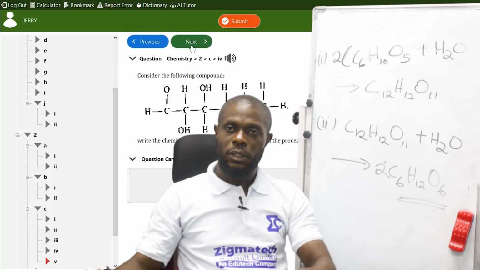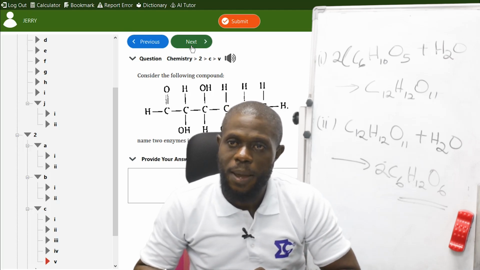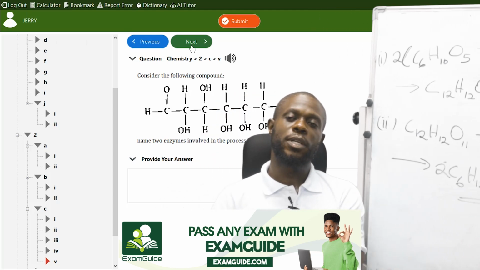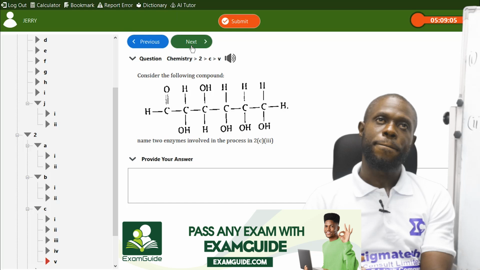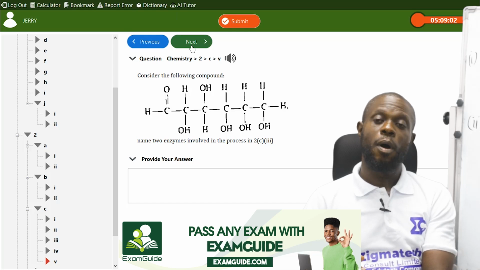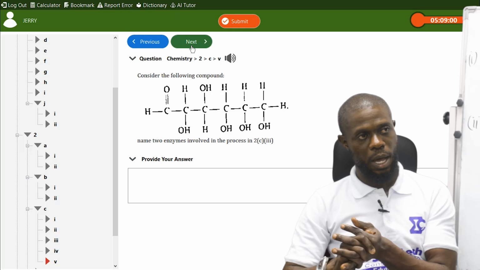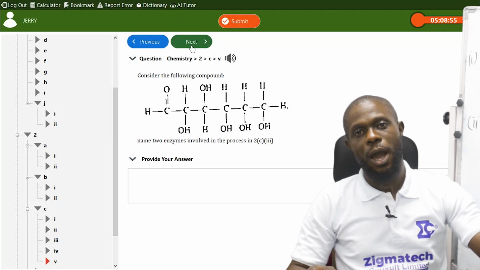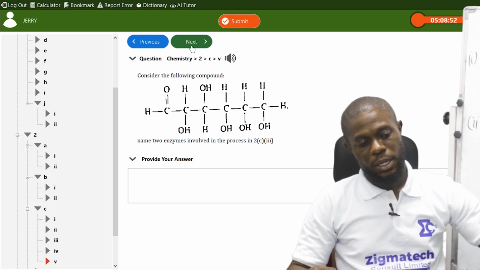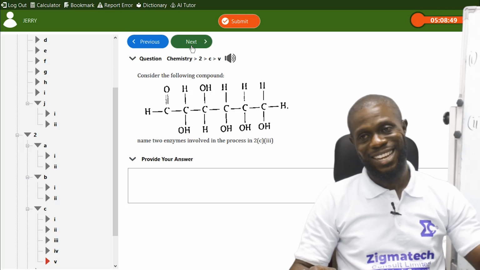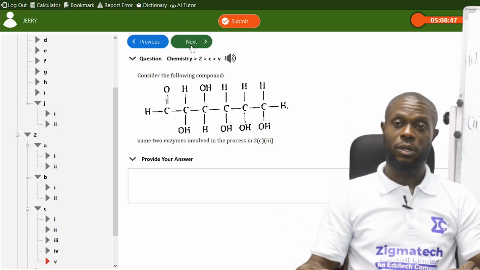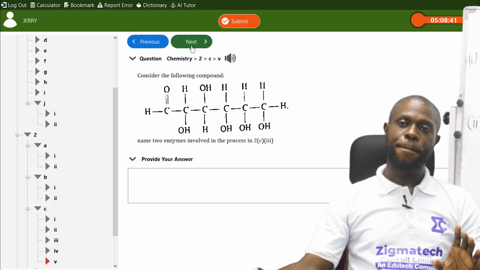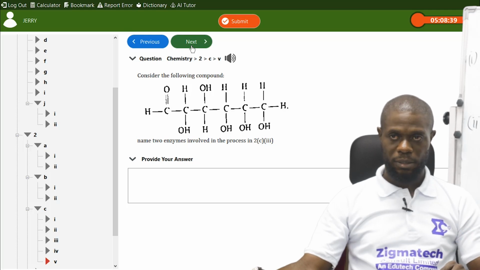Now, the next question, consider the following. Name two enzymes involved in the process of 2C. The two enzymes involved in the process of 2C are maltase and diastase. You know that an enzyme is a biological catalyst, or a chemical catalyst, but basically it's a biological catalyst. It's proteinous in nature. But the two enzymes that are used in this are maltase and diastase.